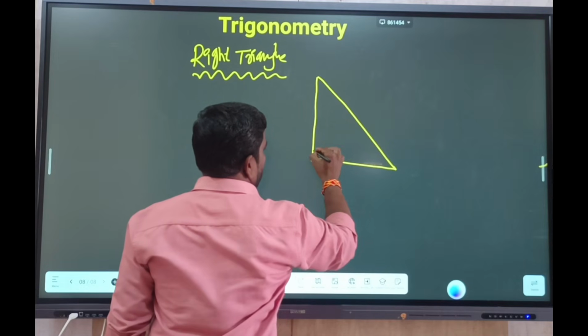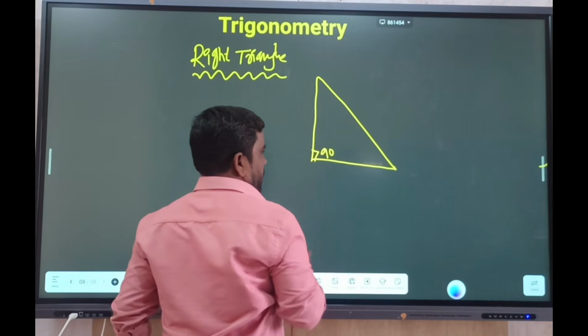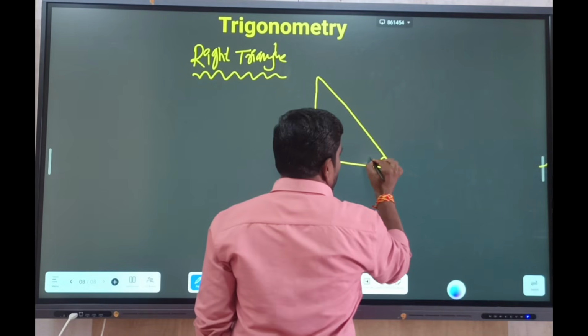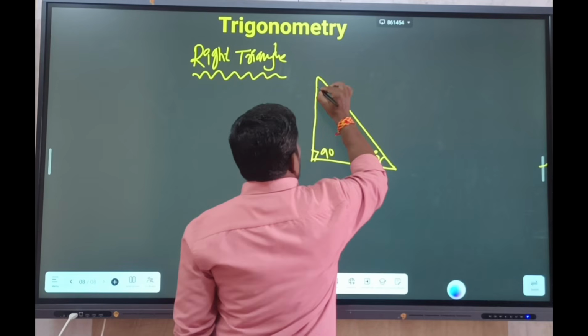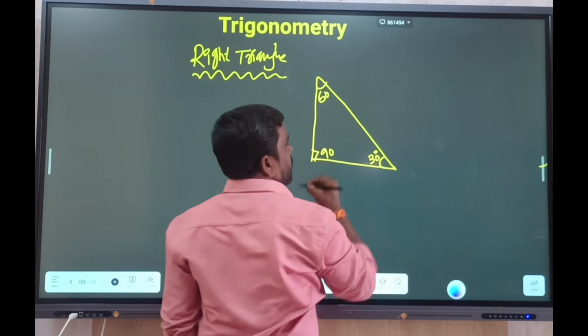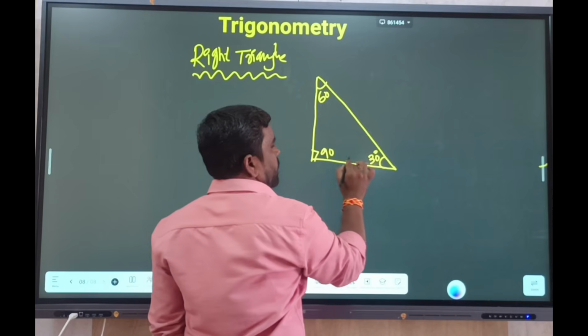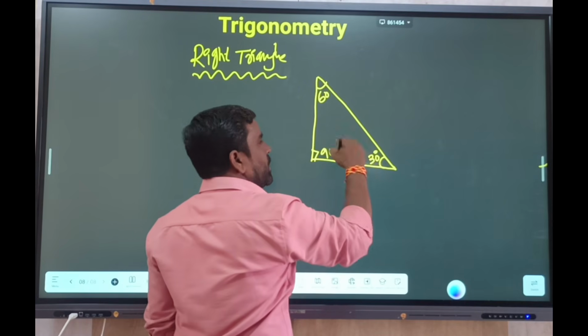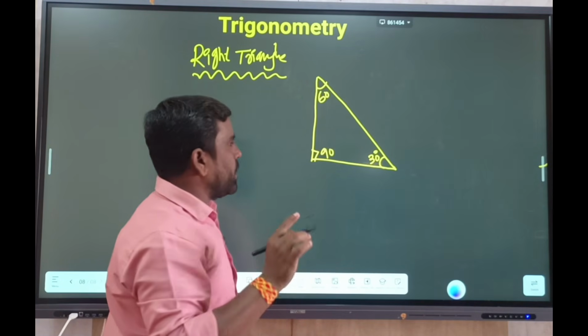So this is a right triangle. It is 90 degrees. Here now I am taking, suppose, 30 degrees here and 60 degrees here. 30 degrees, 60 degrees. 30 plus 60 is 90. 90 plus 90 is 180. So here it is satisfied.